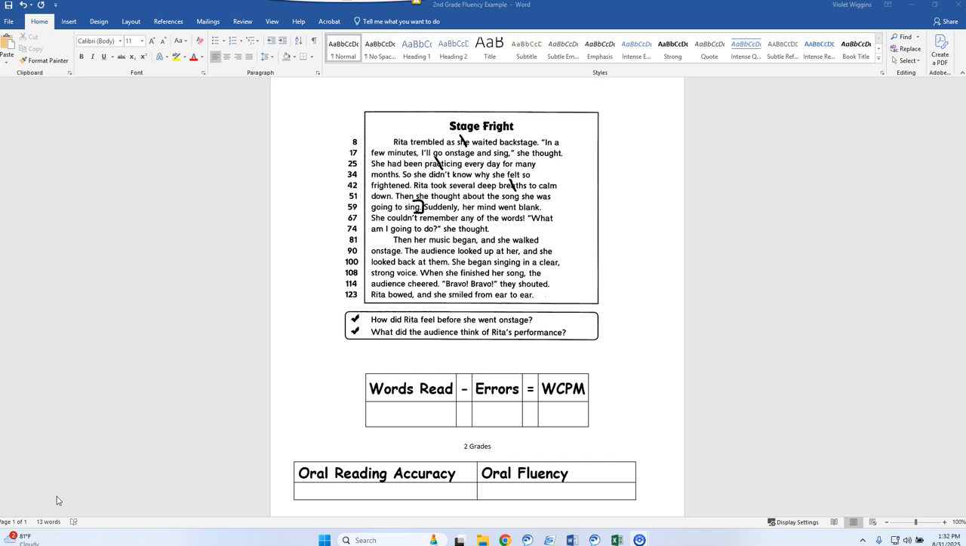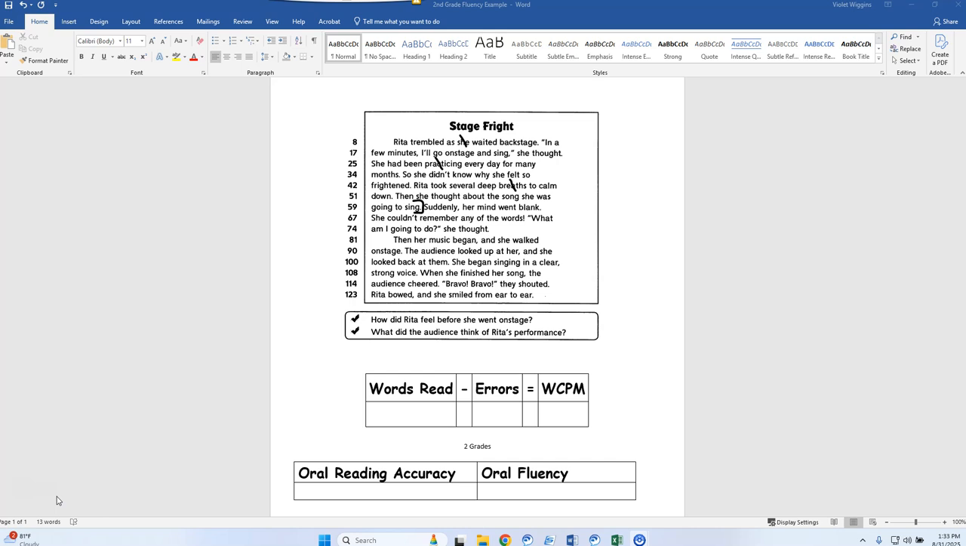Okay, so you're going to start your minute and the student will read. For example, "Rita trembled as he," I would mark that wrong, "waited backstage. In a few minutes, I'll go on stage and sing. She thought she had been pacing," so I would mark that wrong, "every day for many months. So she didn't know why she felt so frightened. Rita took several deep beats," so I would mark that wrong, "to calm down. Then she thought about the song she was going to sing."